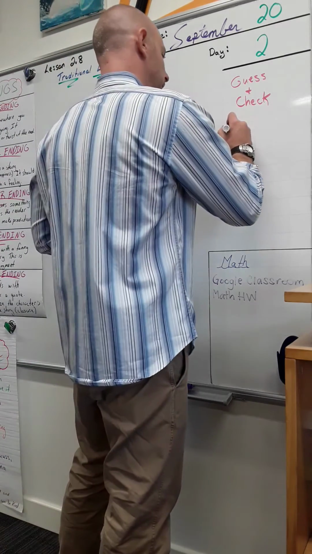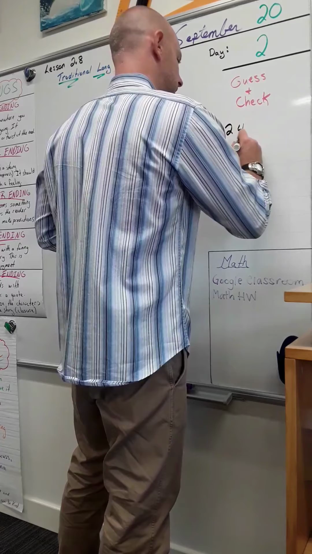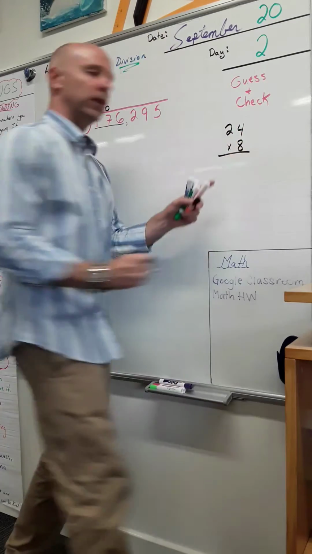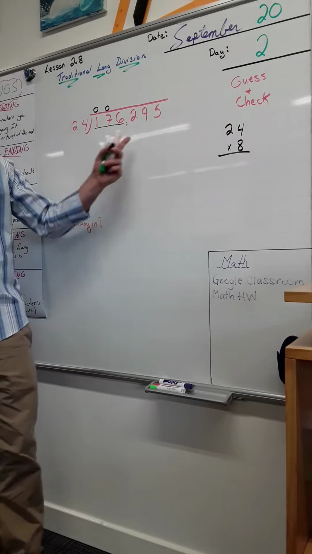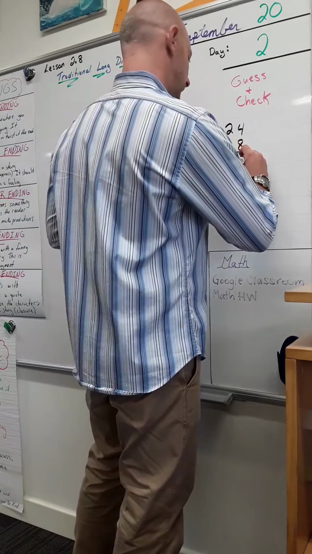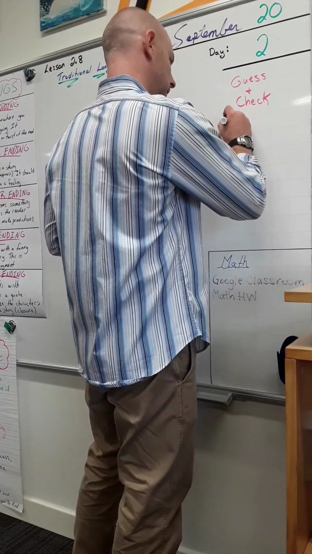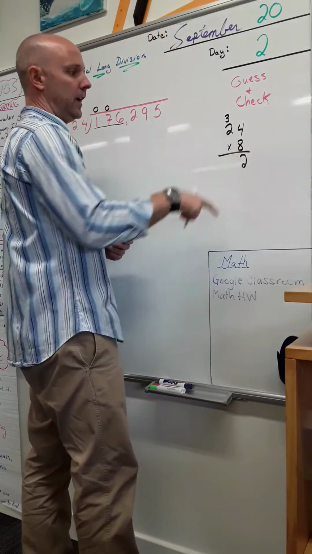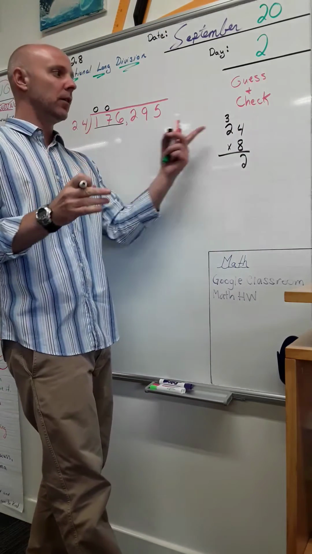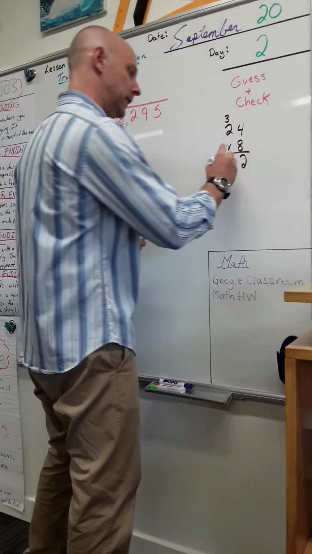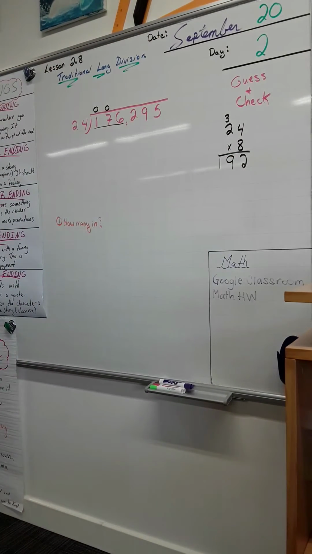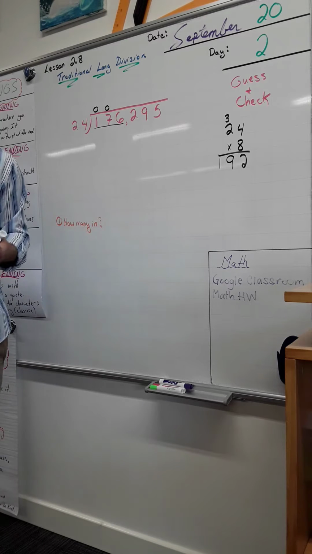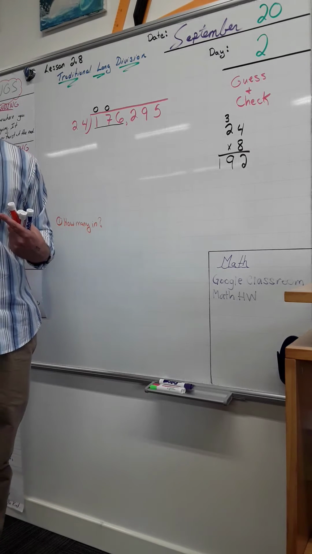Let's try it. 24 times 8. This is where guess and check comes in handy. 24 times 8, I'm going to go ahead and work that through and see how close I am to my 176. 4 times 8 is 32. I put the carry 3. 8 times 2 is 16. Plus the extra 3 is going to be 19. Ooh. Does that fit? No. So what's my next step? Alex, what's my next step going to be?